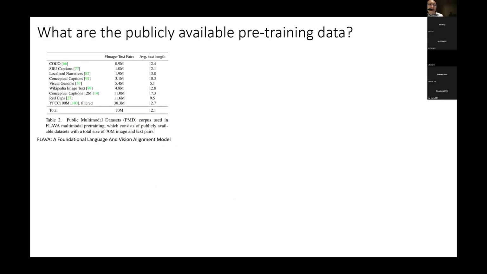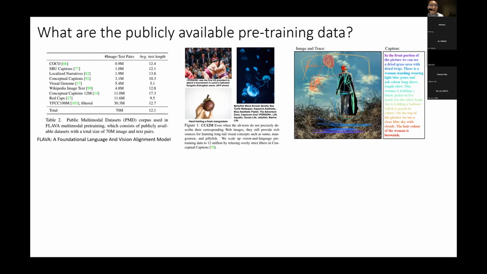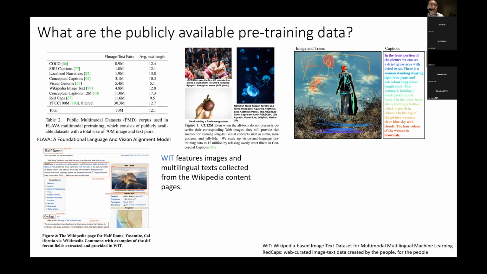So in the Flamingo paper, they have a summary of the currently publicly available pre-training data that we may be able to use. First thing is CC12M. So it's a larger version of the CC3M. We also have the Localized Narratives, so the image can correspond to a very long caption. We also have the WIT data, which features images and multilingual text collected from Wikipedia content pages.